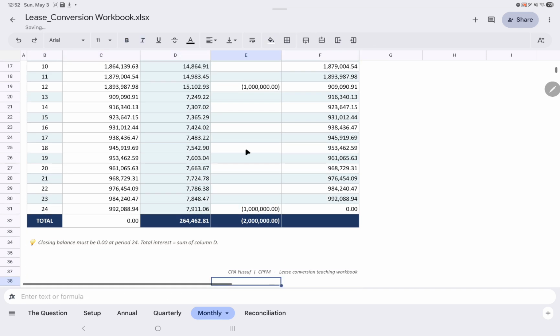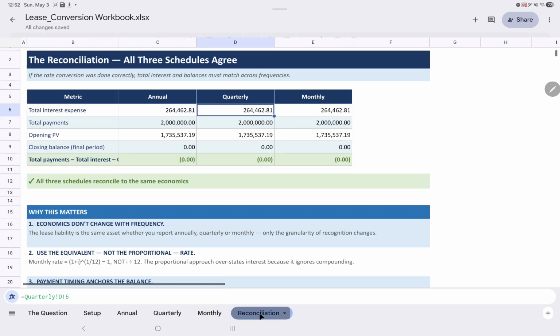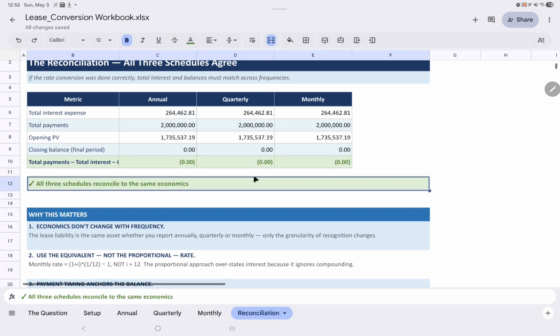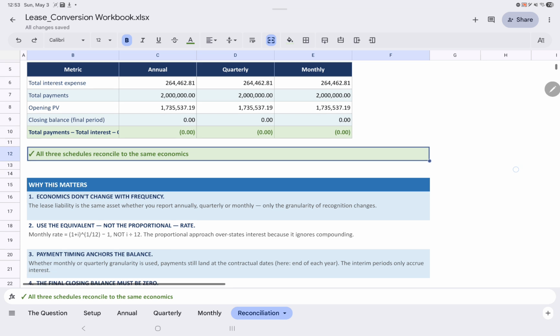So now let us look at the reconciliation table, because it seems all have balance. If you look at all our figures, the annual interest is this, the quarterly interest is this, the monthly interest is that. The total payment is just 2 million, and the opening balance is the same. Now we have reconciled.